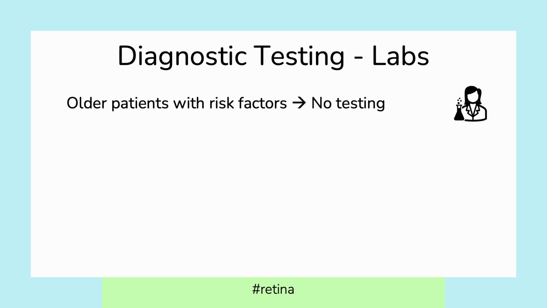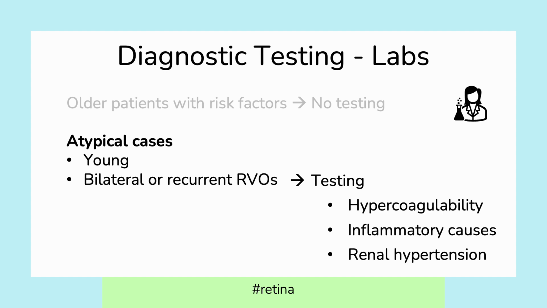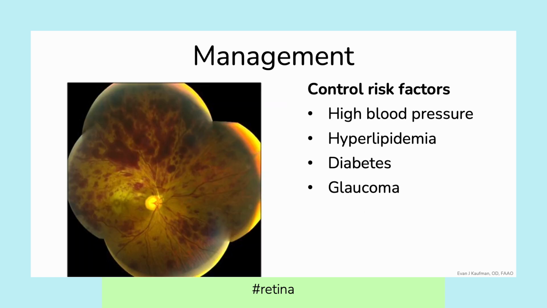For older patients with cardiovascular risk factors, no laboratory tests are needed. In atypical cases, such as young patients or bilateral or recurrent RVOs, labs are indicated to find an underlying cause, such as hypercoagulability, inflammatory causes, or renal hypertension.